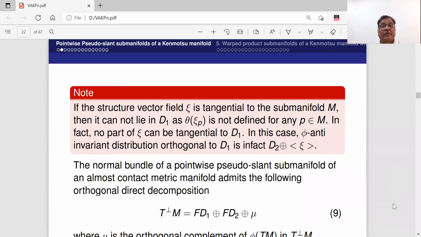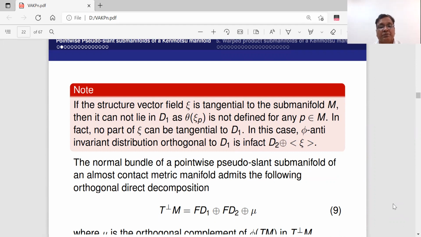Okay, if the structure vector field is tangential to the submanifold M, then it cannot lie in D1, as I specified earlier, because we demand that the angle between phi u and the distribution should be the same. So phi xi being 0, it will always be 0. So it cannot belong to a non-trivial slant distribution.